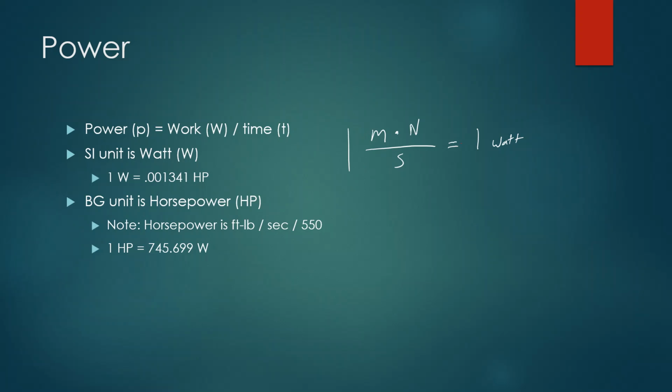For the British gravitational system, or the imperial system, we get something a little less nice. We get the horsepower. And so if we take a distance, our base unit is going to be feet, we multiply that by some force, which is going to be pound force, divide that by time, which is seconds. We get a proper unit of power. However, a horsepower is not equal to 1 foot-pound per second. It's actually equal to 550 foot-pound per second equals 1 horsepower. So 550 foot-pounds per second is equal to 1 horsepower.